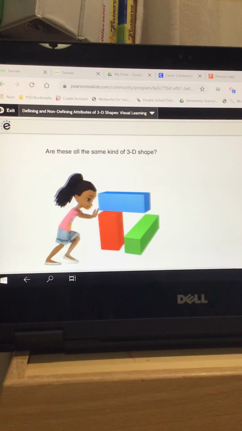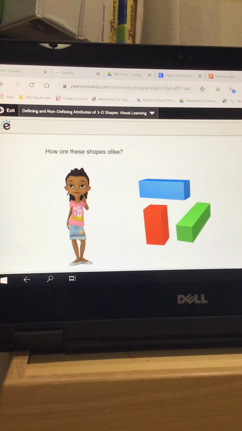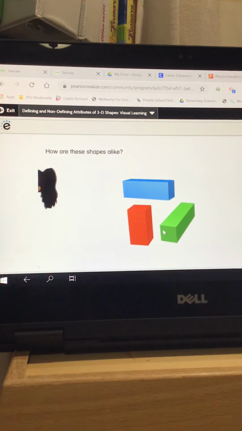Are these all the same kind of 3D shape? Let's find out. All right, guys. How are these shapes alike? Let's look at them. Does anybody know what this shape is called? Anybody remember?